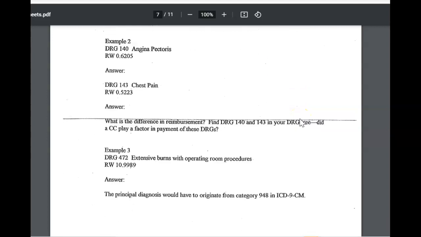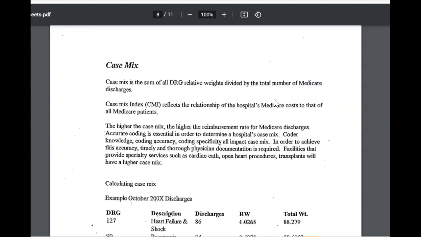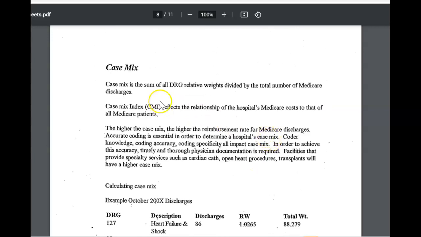Okay, so what we're going to do here, these are just some examples. I want to get into the case mix. We're going to do some of these problems here. So case mix is a sum of all the DRG relative weights divided by the total number of Medicare discharges. And we talked about this in the previous PowerPoint. So your case mix index reflects the relationship of the hospital's Medicare cost to that of all Medicare patients. The higher the case mix, the higher the reimbursement rate for Medicare discharges. This again is why it's very important for accurate coding to determine the hospital's case mix.